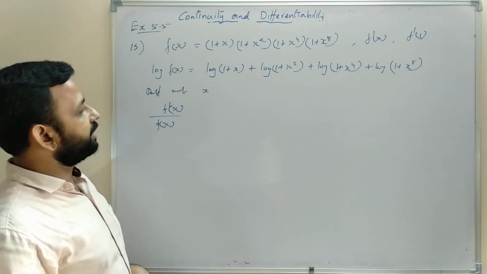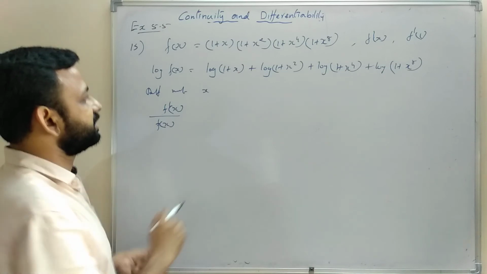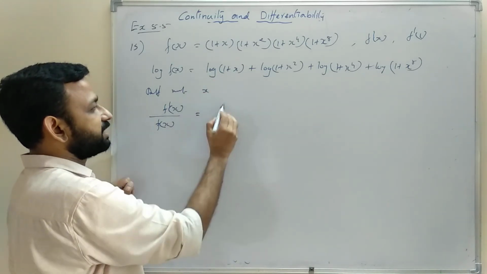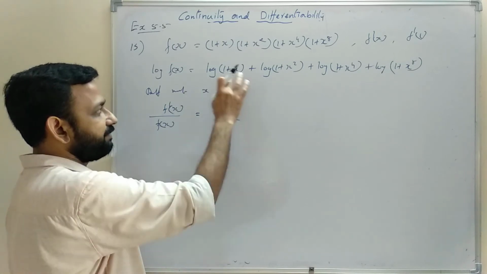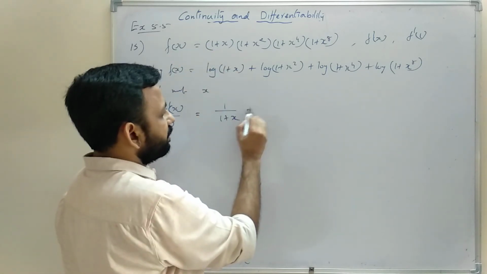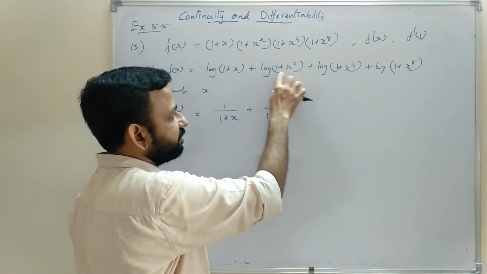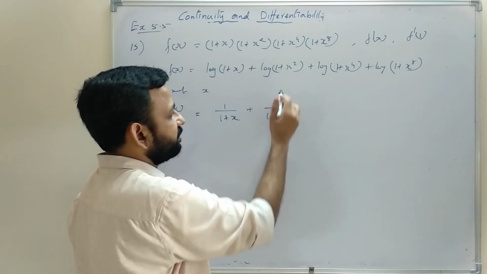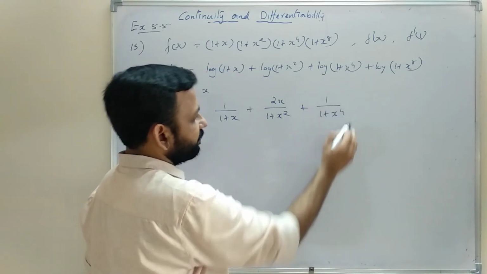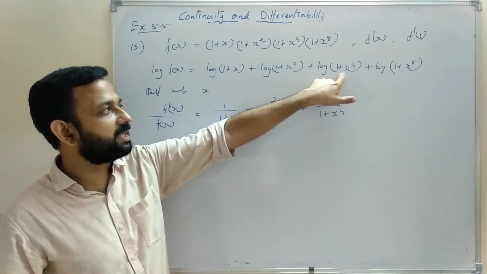Derivative of log f of x is 1 upon f of x into derivative of f of x, that is f dash x. Here the derivative of log of 1 plus x is 1 upon 1 plus x into derivative of 1 plus x, that is 0 plus 1. Here 1 upon 1 plus x square into derivative of 1 plus x square, 0 plus 2x, since the derivative of x square is 2x, plus 1 upon 1 plus x raised to 4 into derivative of 1 plus x raised to 4. When we apply the chain rule, 0 plus 4x cube.